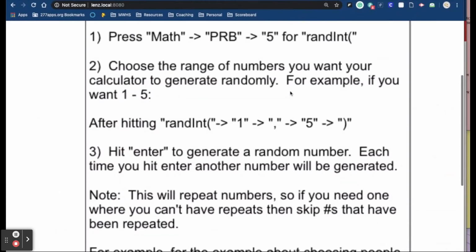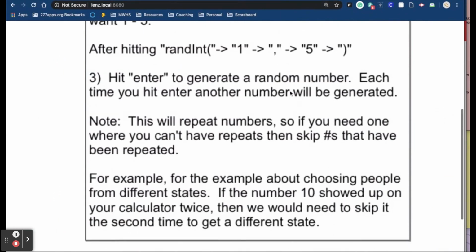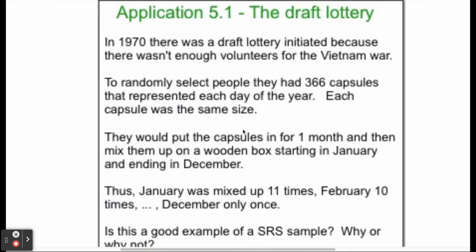So these are right here. If you ever need that, that could be helpful going somewhere down the road. But that's how you do that on your calculator. So let's look at an example where a simple random sample was attempted to be used.